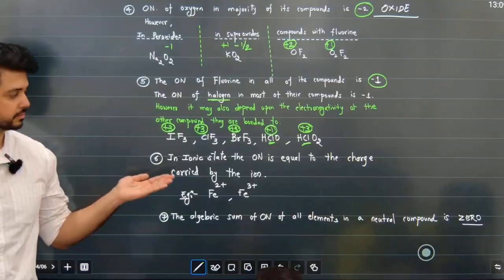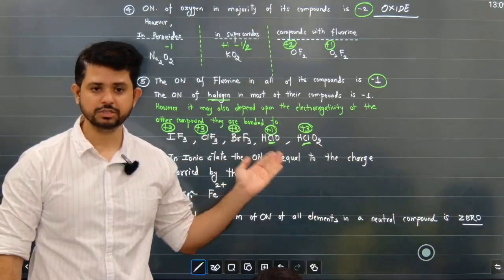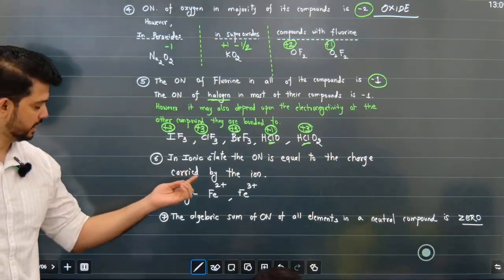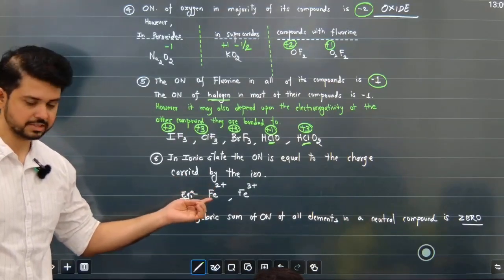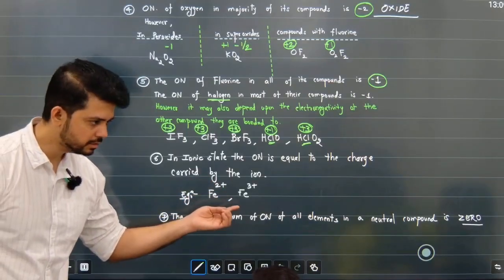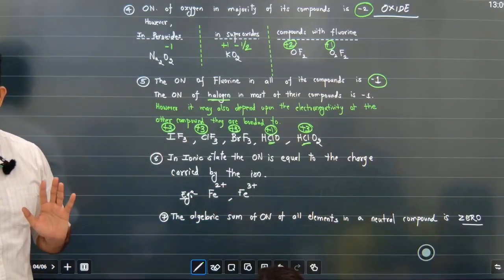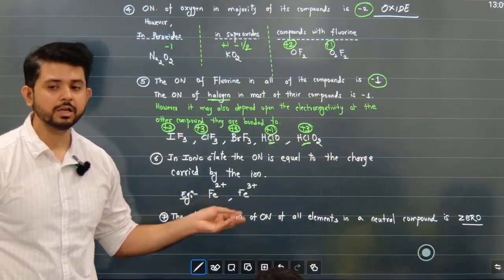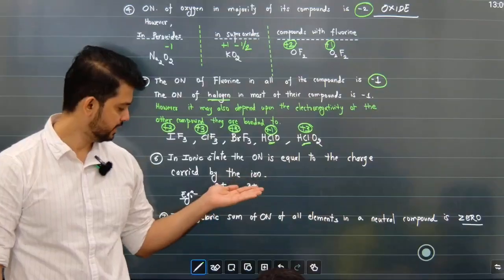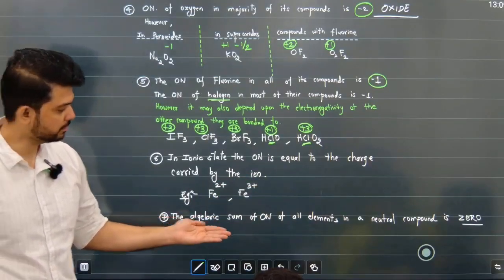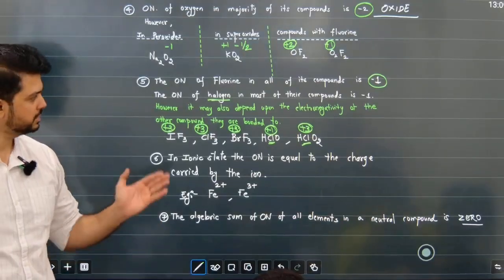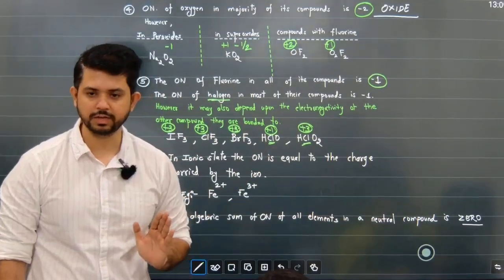Next rule. In ionic state, the oxidation number is nothing but the charge on the ion. What does that mean? Ionic state, ferrous, charge on Fe is +2. Ferric, charge on Fe +3. So when the ionic state is directly given, the oxidation number is nothing but the charge that it is carrying. Next, the algebraic sum of oxidation numbers of all the elements in a neutral compound is 0. All the examples we took so far were neutral compounds.